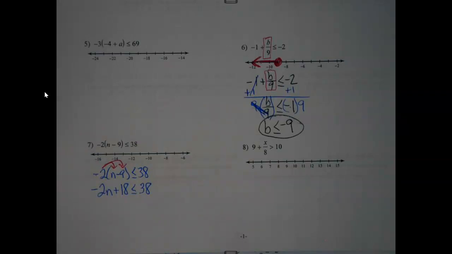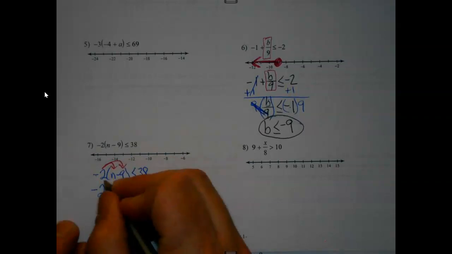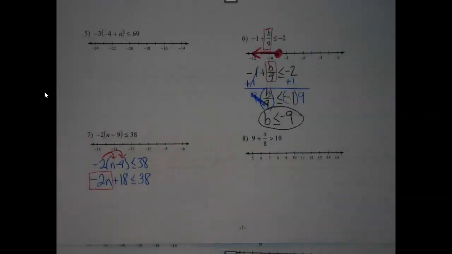Once I have that, the goal is the same. Get the variable term alone. Undo the things that aren't in the box.